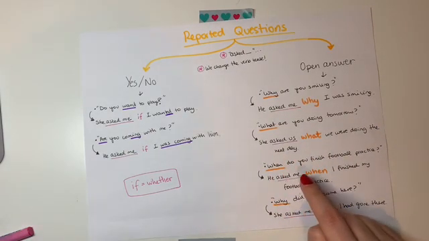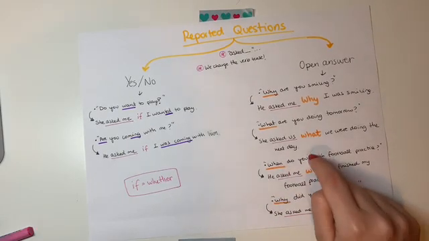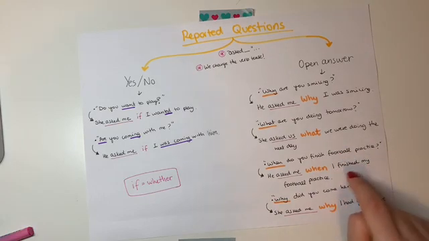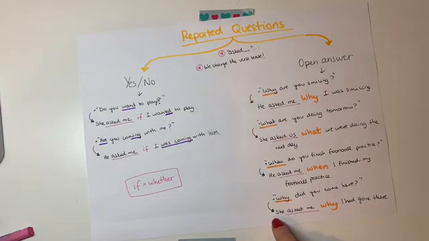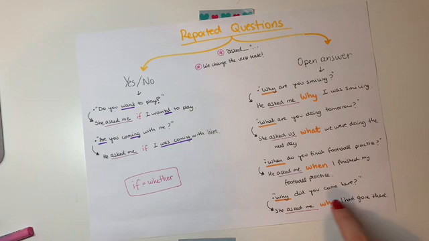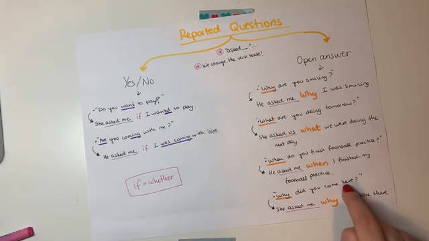"When do you finish the football practice?" He asked me when I finished my football practice, present simple to past simple. And the last one, "Why did you come here?" She asked me why I had gone. Did is past simple, past perfect, had gone, here, there.